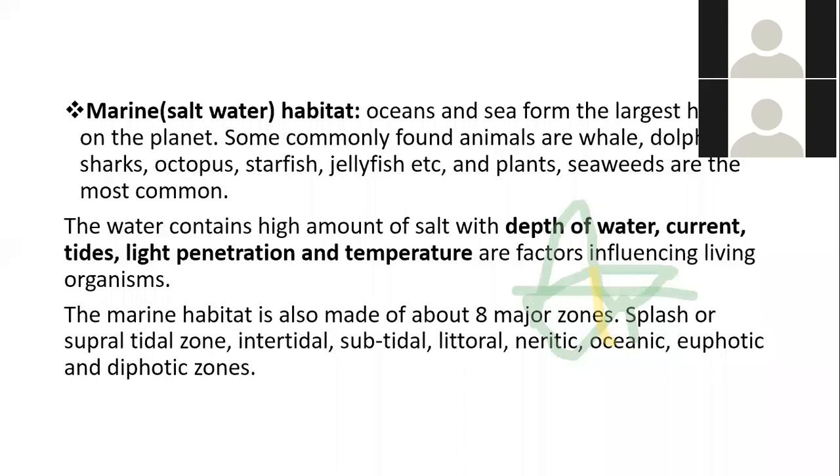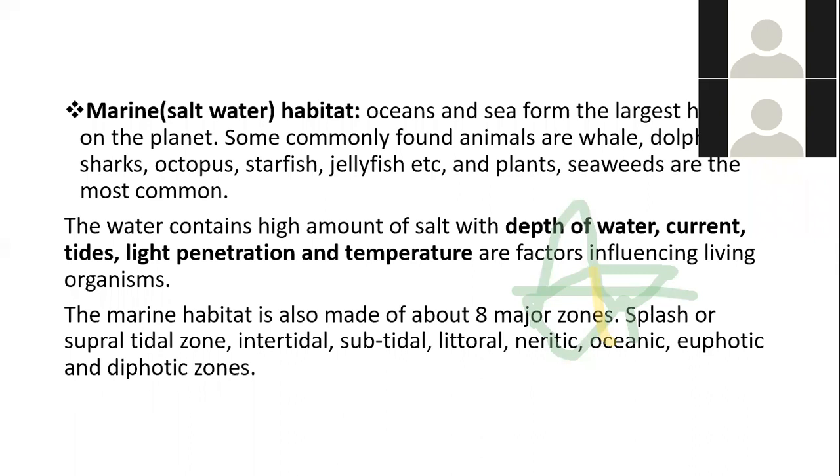It contains a high amount of this salt, with depth of water, current, tides, light penetration, and temperature as factors influencing the marine water. So factors that affect this marine water: one, the depth of water, how deep the water is. Two, the currents of the marine water. Three, the tides that take place on this marine water. Four, light penetration, that is sunlight penetration into the marine water. Then the last one, temperature, that affects organisms in their ecosystem or in that particular habitat.